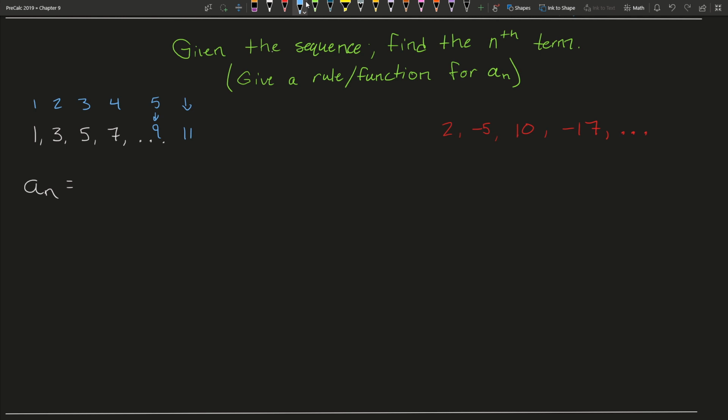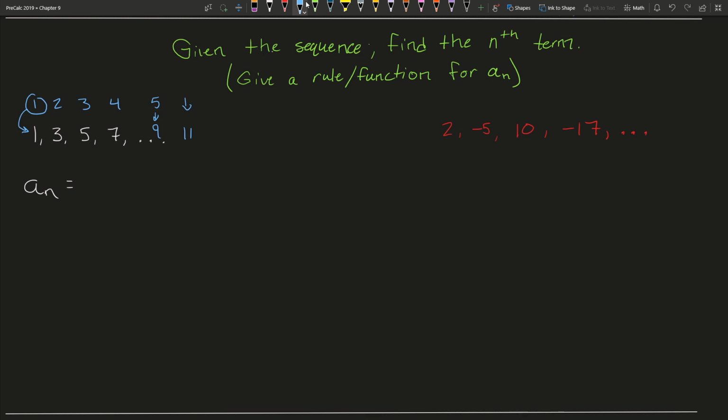All right. We want a function going from the number of the term to the term itself. Right, so we have to go from the first term to 1, the second term to 3, the third term to 5, the fourth term to 7, and so on. Okay, so you have to look at it as a whole, going from the number of the term to the term itself. And you have to kind of recognize a pattern, which sometimes can be super tricky.